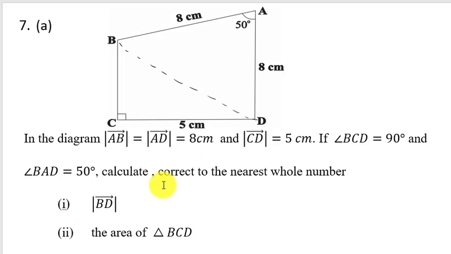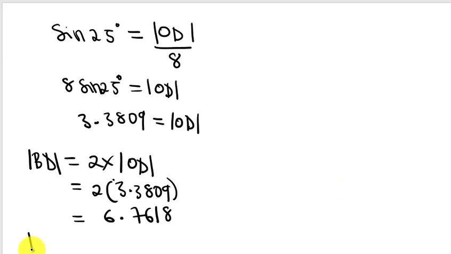Don't forget that from the question, it says we should correct to the nearest whole number. It said calculate, correct to the nearest whole number. Therefore, BD to the nearest whole number is going to be 7 cm.